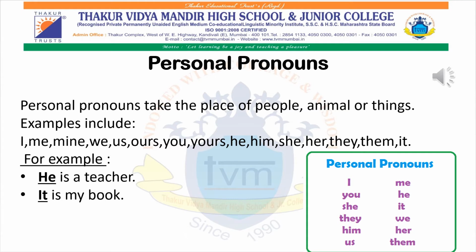For example, he is a teacher. So, he is taking the place of the name of a person. Instead of writing the name of a person again and again, we have replaced that name of a boy with he. The second sentence, it is my book. Now, it has taken the place of a thing. Whenever we have to point out any object, we often use it. And therefore, it is my book. So, it has taken the place of a noun and is replaced by a pronoun.